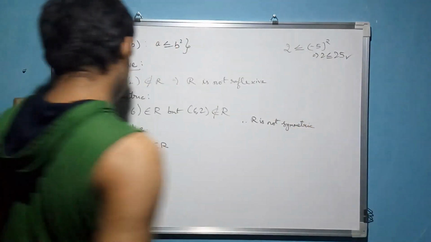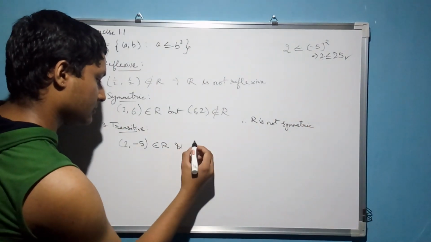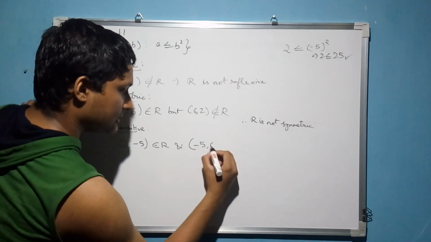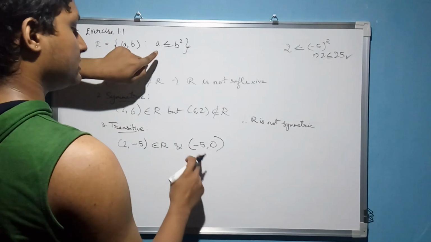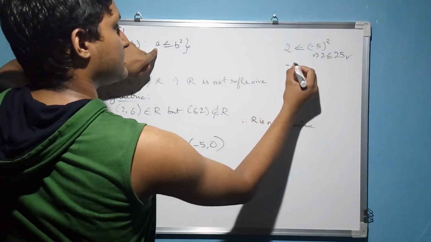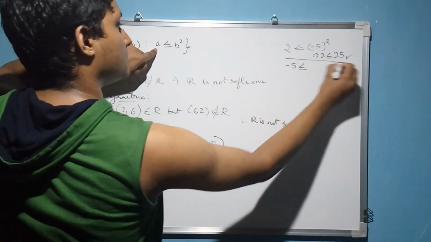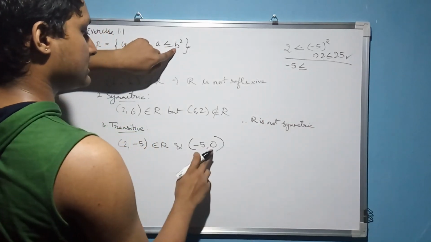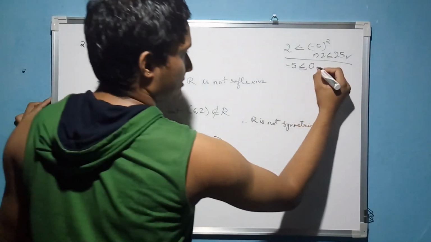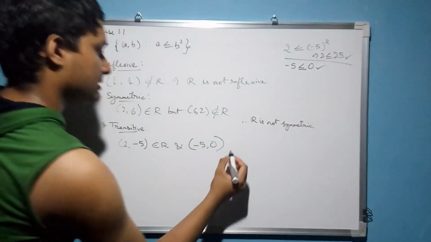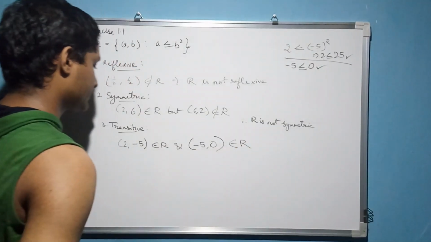So this is correct. And (minus 5, 0). This is a, this is b. Again, we'll just check the relation. Minus 5 less than or equal to b, b is 0. 0 square is 0. Minus 5 is less than 0. This is also correct. This also belongs to R.